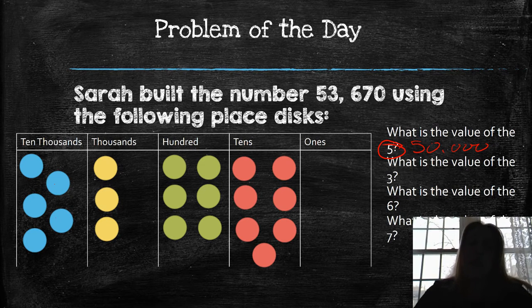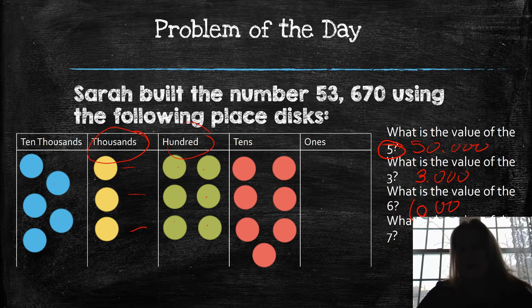Now, what about the 3? We're looking at it. We can see 1, 2, 3 thousands. So the value would be 3,000. The 6, we have 1, 2, 3, 4, 5, 600. So that makes the value 600. And the value of the 7 is 70.